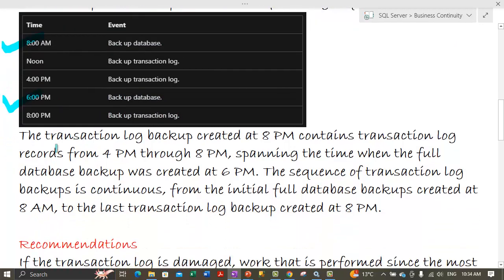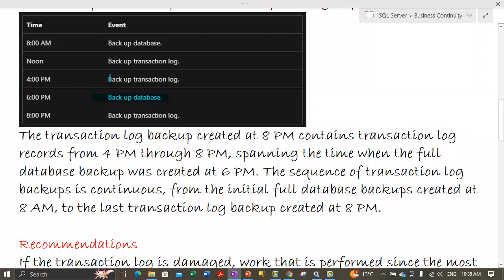Now let's read about it to get more clarity. The transaction log backup created at 8 p.m., this one it is talking about, contains transaction log records from 4 p.m. through 8 p.m. So this 8 p.m. transaction log backup contains the log between this period, 4 p.m. to 8 p.m., because the last transaction log backup was taken at around 4 p.m. So at 8 p.m., if we take a transaction log backup, it will take any of the records generated between 4 p.m. and 8 p.m., and it is basically spanning the time where we had taken this full database backup. So these are full database backups basically.